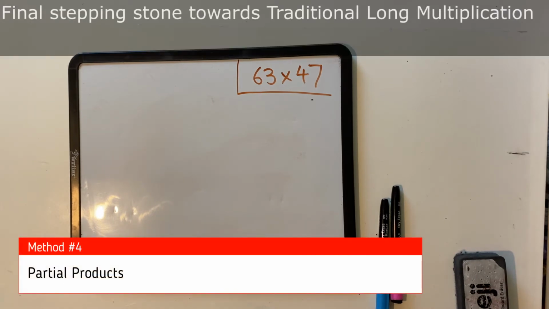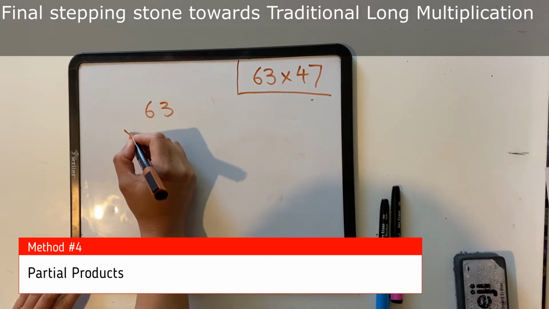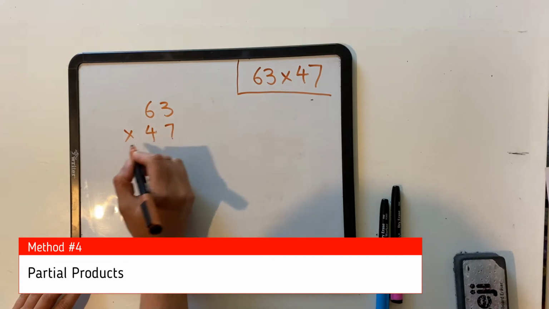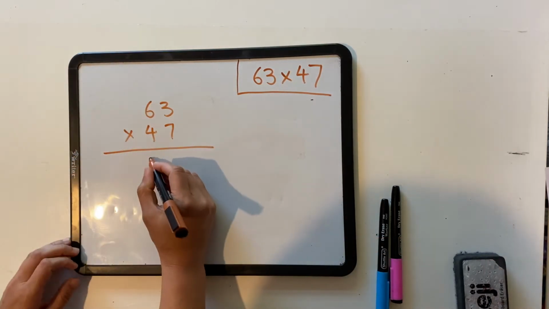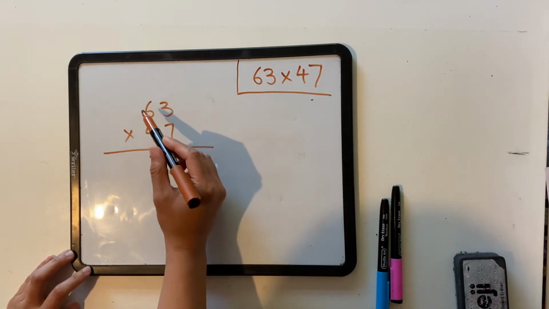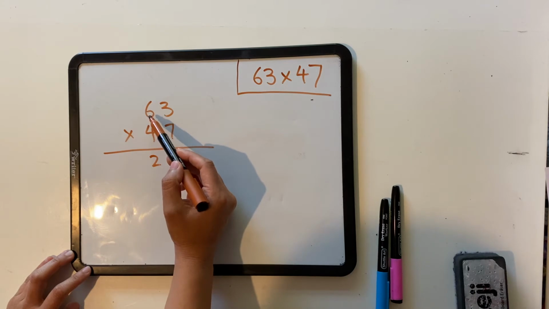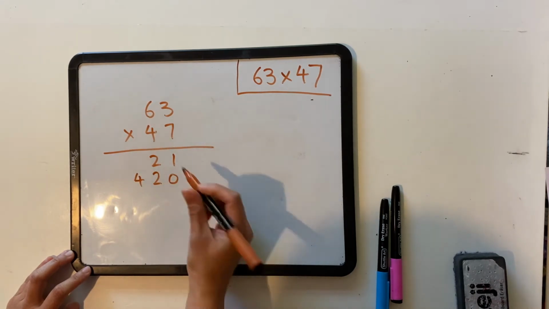And then a step towards the traditional long multiplication method is to set it out the same way, but still using partial products in each row. So I'll show you that one now. So you write it the same way as you do with the traditional method. And you go 7 times 3, but instead of going 21, I'm going to write both numbers down here. Then I go 7 times 6, and I know this actually is 60, so that equals 420.